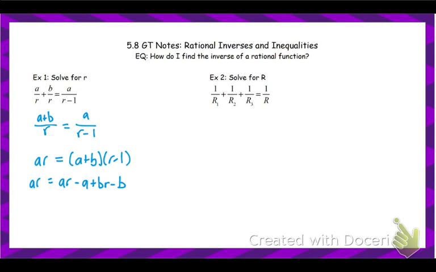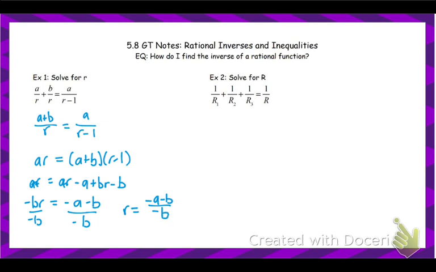They'll move to the left. So if I do ar and I subtract ar, well, that's going to go away. Then I'll move that br over. And this is what I'm left with. Now at this point, I'm trying to solve for r, so I need to divide by what's with it. And I get that r is equal to negative a minus b over negative b.